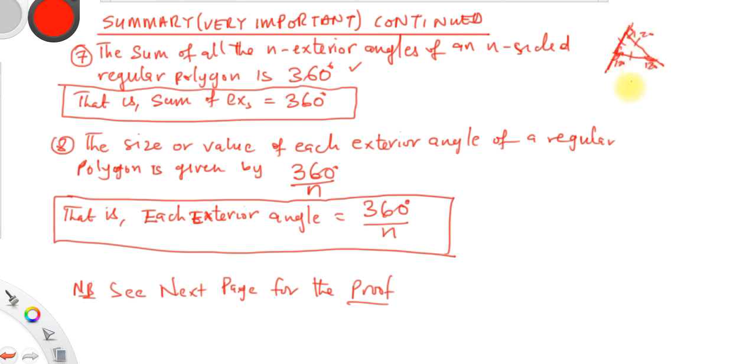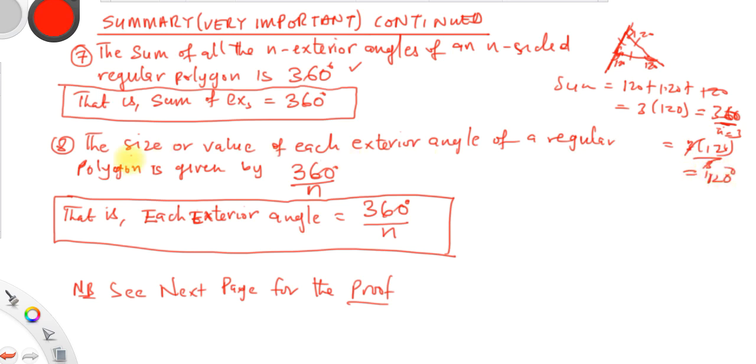If I want to find the sum of the exterior angles of this equilateral triangle, you get 120 plus 120 plus 120, which is 3 times 120, which is equal to 360 degrees. So if I know that the sum of the exterior angles is 360, and I want each of them, I divide by the number of sides n, which is 3 in this case. So 360 divided by 3 gives 120 degrees.